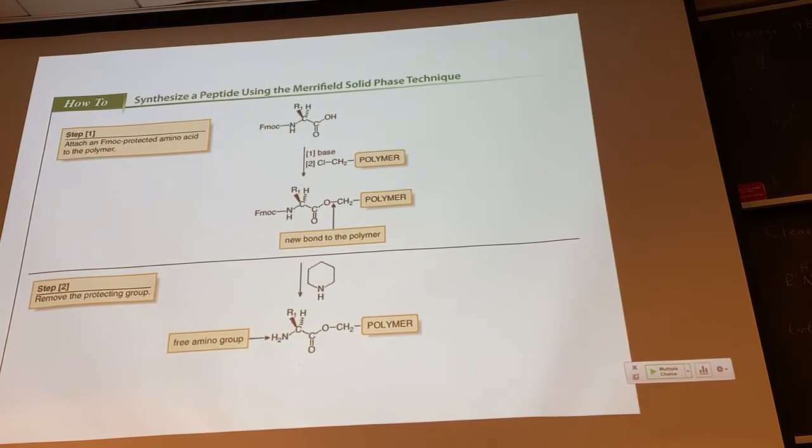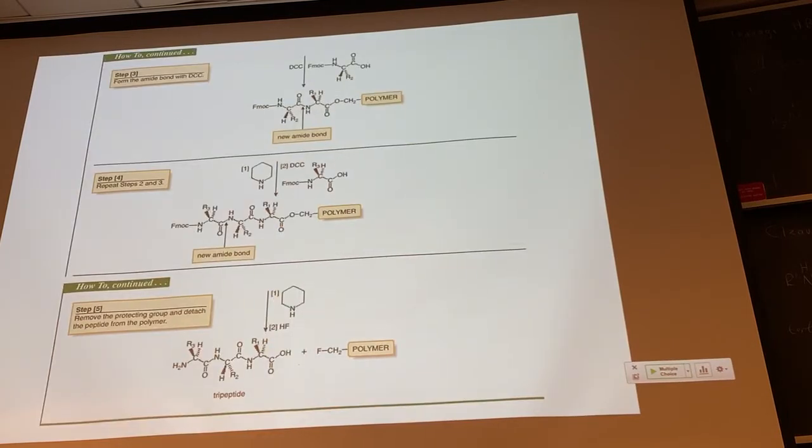All right, so the advantages of this technique are that the purification is streamlined. The purification of each intermediate simply involves rinsing that polymer. Okay, so it's very, very straightforward. And it's an iterative process. You're doing the same things over and over again. So because of the simple purification and the iterative nature of the process, it actually can be automated.